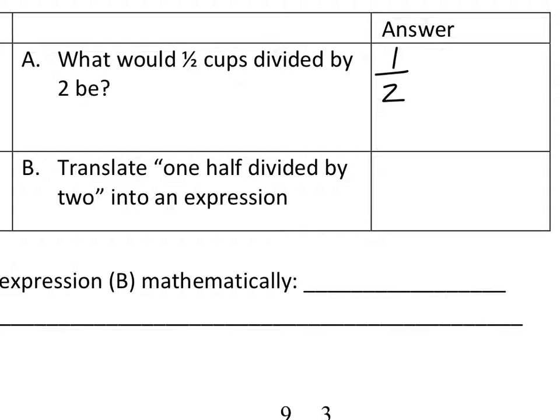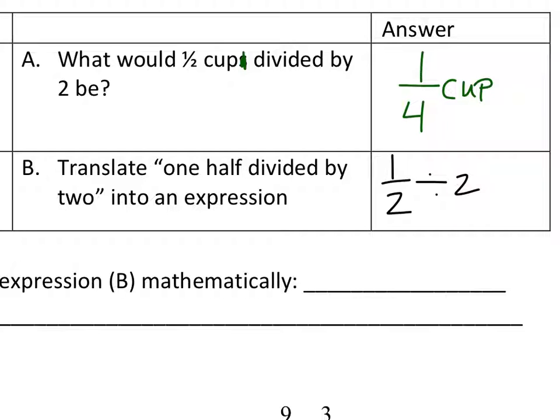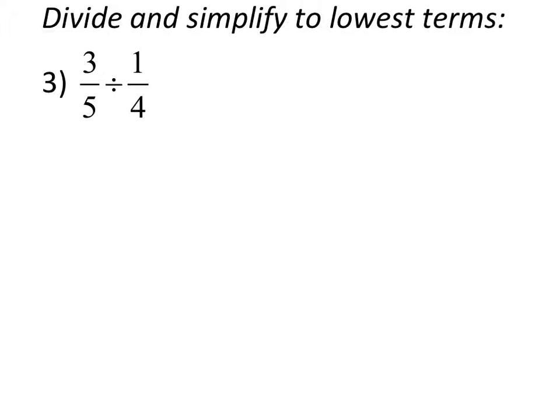So this one, yeah, we got the 1/2. I guess I should write that down for part B. So this one is 1/2 divided by 2. And if we took a half and divided by 2, then yeah, we'd end up with 1/4 of a cup. Next: divide and simplify to lowest terms.